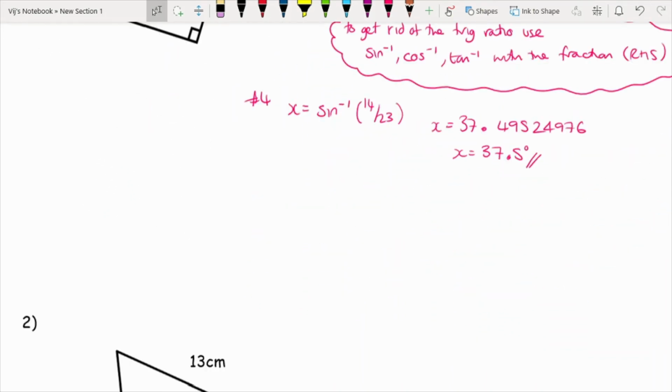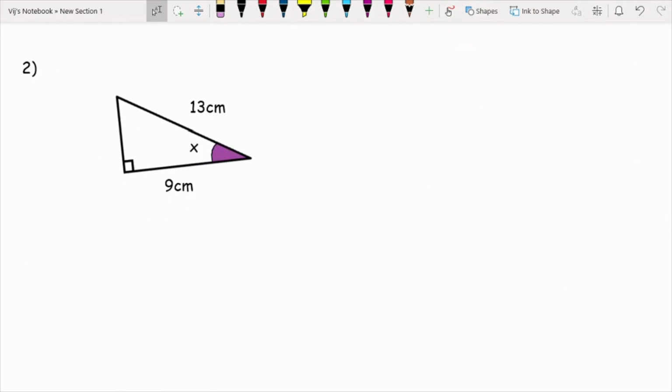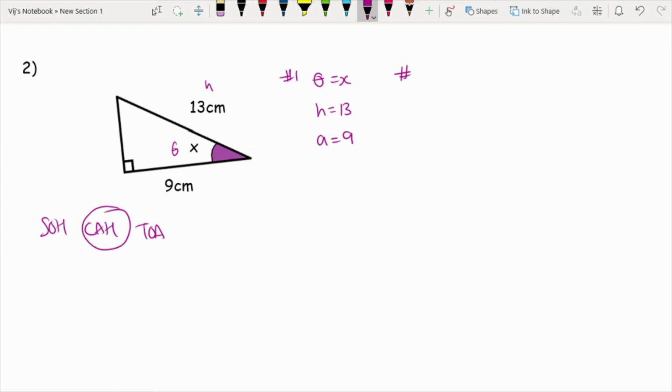So moving on to our second example. So again, let's go for a different colour this time. So again, step 1 is we need to label the triangle. So my theta equals x, my hypotenuse is 13, and my adjacent is 9. So the rule I need to use for where it uses a and h. So again, if I'm not too sure, let's just quickly write down SOHCAHTOA. So here I've got a and h, so I'm looking at which trig ratio uses a and h. That's going to be cos. So I've got cos theta equals adjacent over hypotenuse.